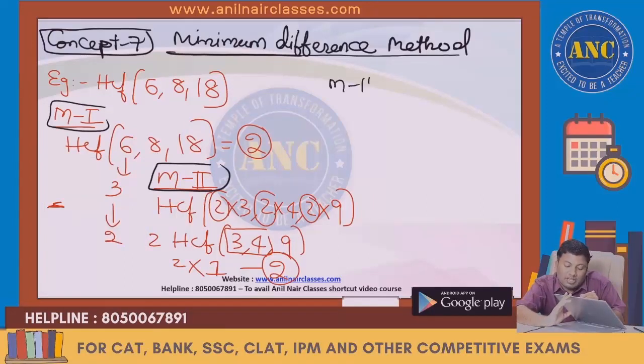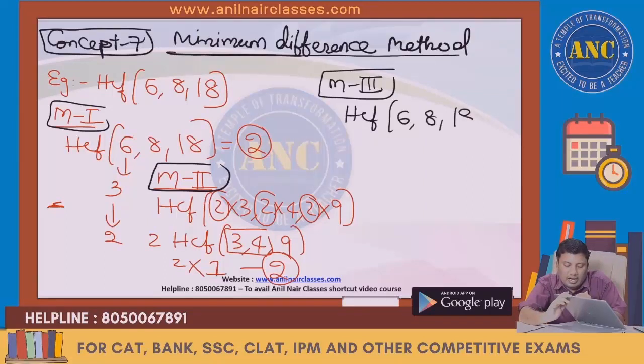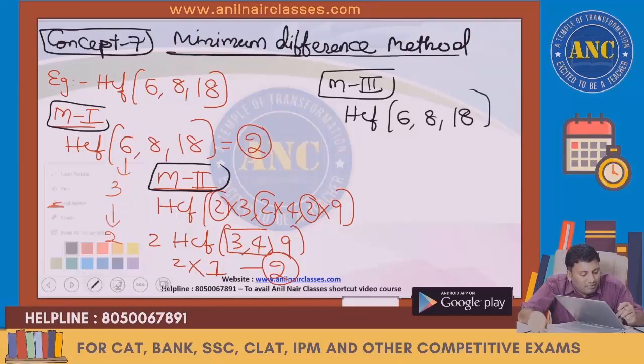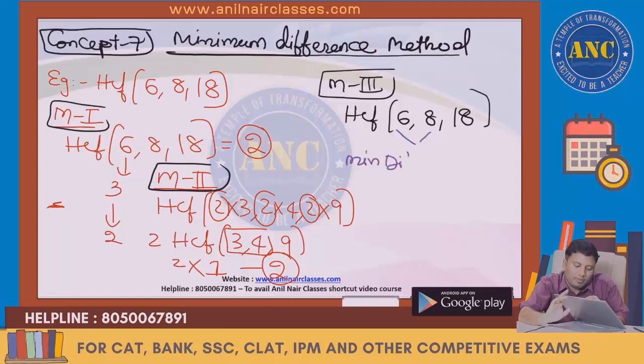Minimum difference method. This is extremely useful when we are solving some good problems, sir. Method number 3: HCF of 6, 8 and 18. What is the minimum difference between the numbers? 6 and 8, it is 2. 6 and 18, it is 12. 8 and 18, it is 10. So the minimum difference is 2.